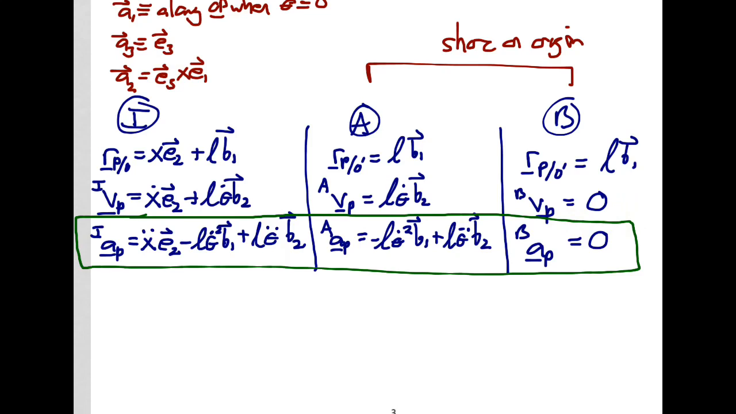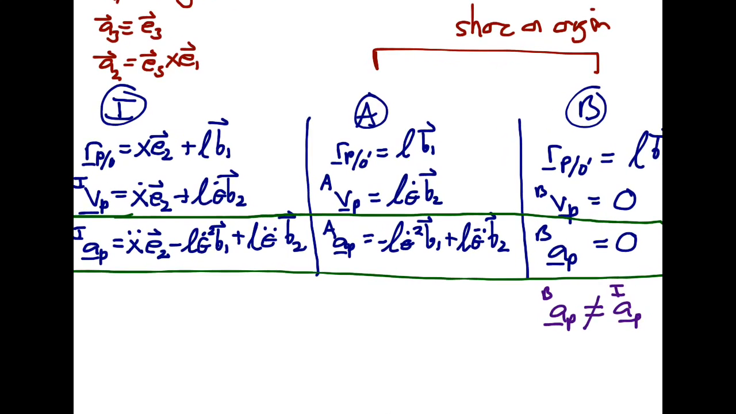And so what we see here is that acceleration of point P as observed in the B reference frame can never be similar to the acceleration of point P as observed in the inertial reference frame, except for in the trivial case where all these terms in the inertial reference frame are 0. X double dot is 0, B1, B2, all these terms are 0, and that's really a trivial case, so we don't care about that. So that just means that we can never use our observations in the B reference frame and apply that to Newton's second law.